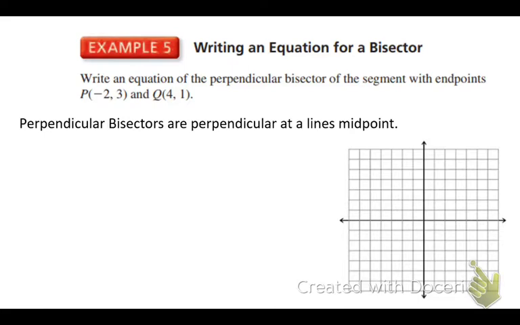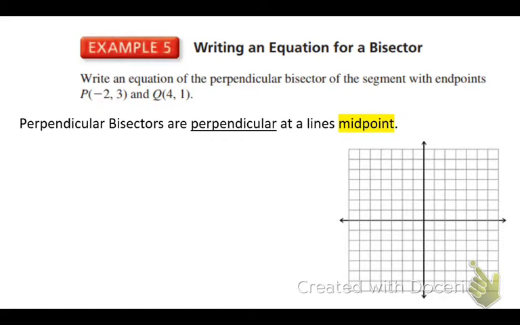So there are 2 important things about perpendicular bisectors. They're perpendicular at a line's midpoint. So the 2 important parts are perpendicular and at a midpoint. So what do you think is important to find for a perpendicular bisector if it is perpendicular at a midpoint? I did have a student earlier say this. What do we think we need to find?